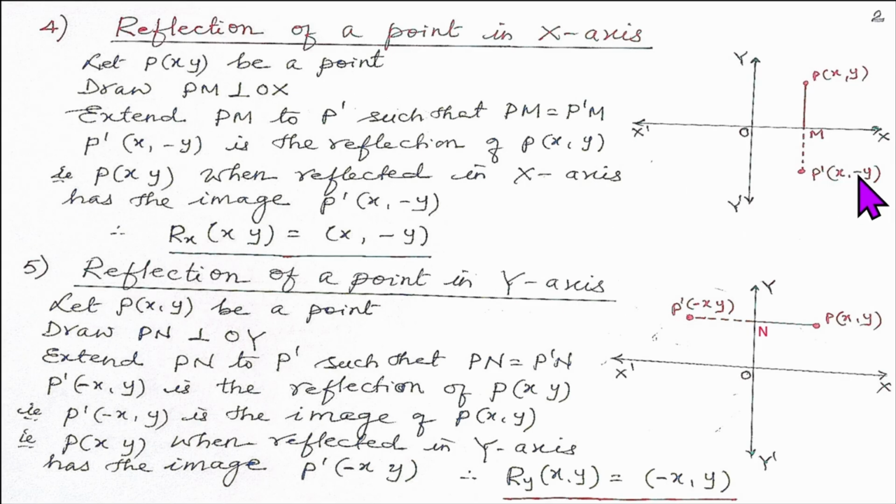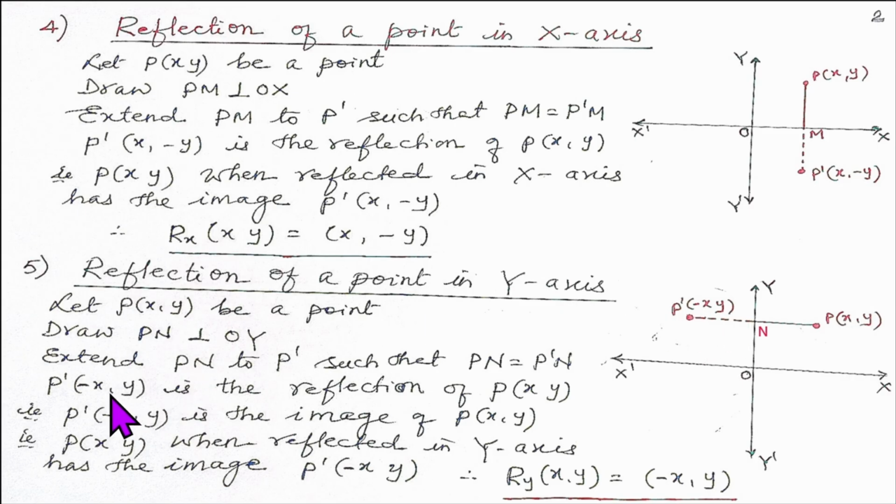So please remember this. Now if you take the reflection of a point in y-axis, we have point P(x, y) here, and P dash (minus x, y) is the image, or reflection, of P(x, y). The coordinates of point P are (x, y), whereas the coordinates of point P dash are (minus x, y).